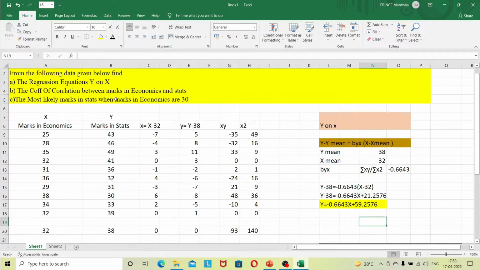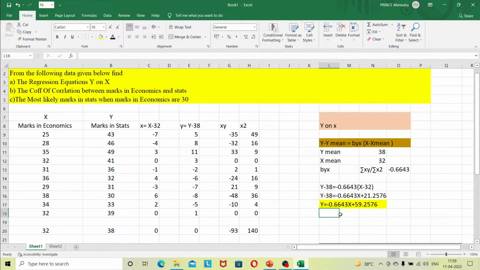The next step is the coefficient of correlation between the marks in economics and stats. There are two ways to calculate the coefficient of correlation. Either you can calculate the product of byx and bxy, then take the square root of that. But here we have just calculated the byx, right? In the same way, you can also calculate the bxy, that is summation xy over summation y square, then make the product of bxy and byx, and take the square root of these two.